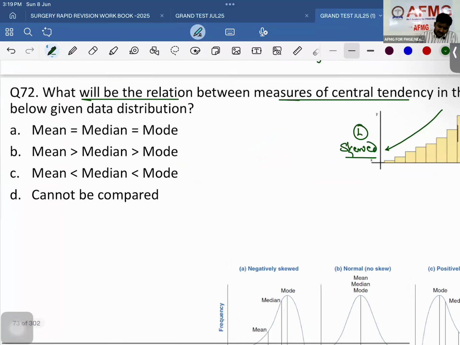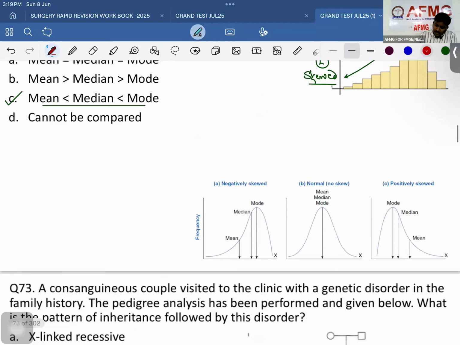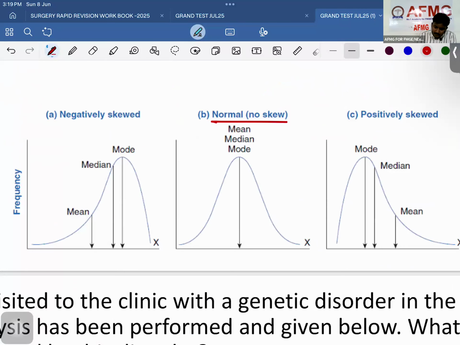negatively skewed graph. In a negatively skewed graph the mean is going to be the least, followed by median, followed by mode. Answer has to be option C. तो यहाँ पे देख सकते हो बेटा, this is a normal graph, and normal standard distribution is also known as Gaussian distribution.